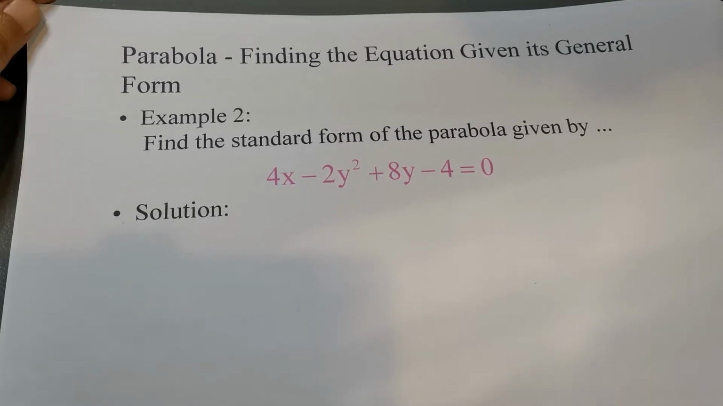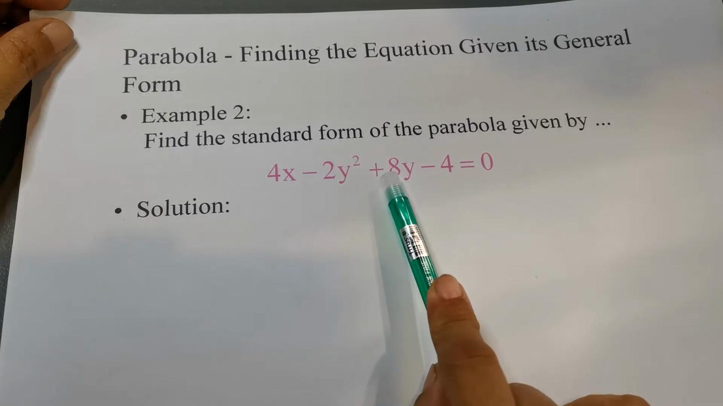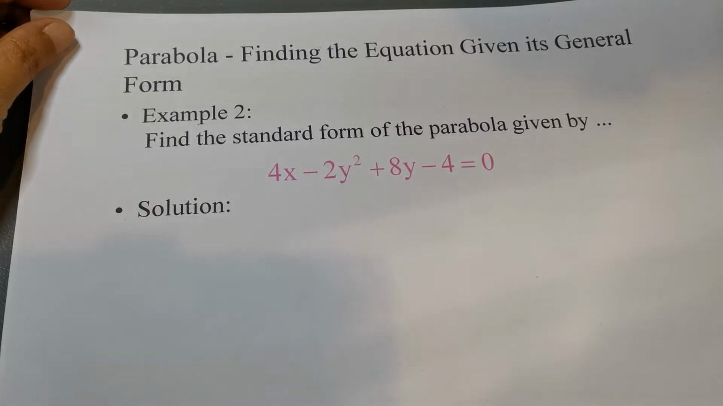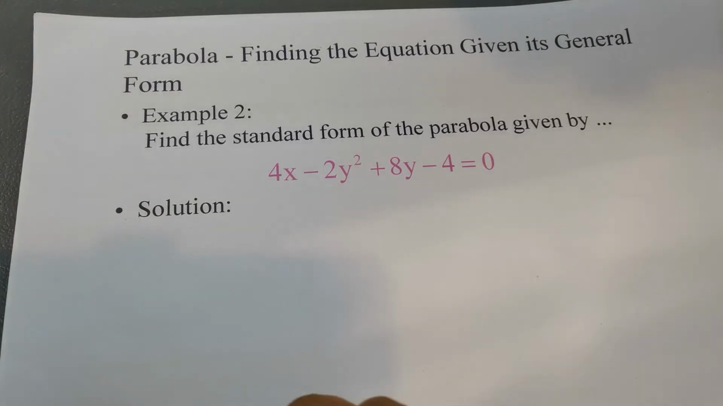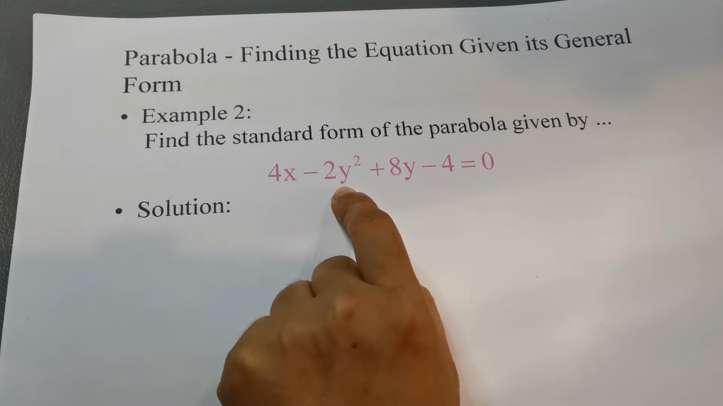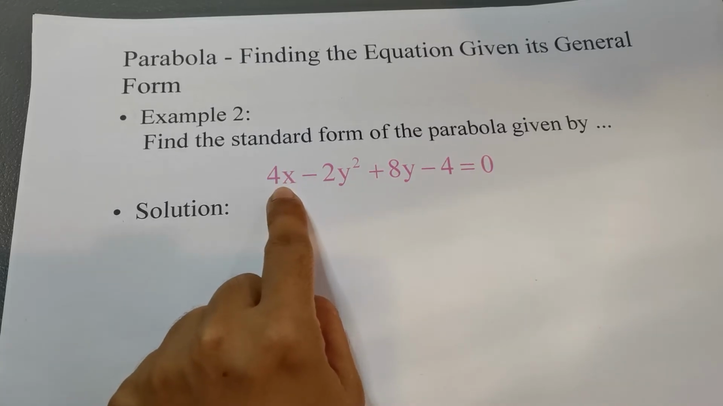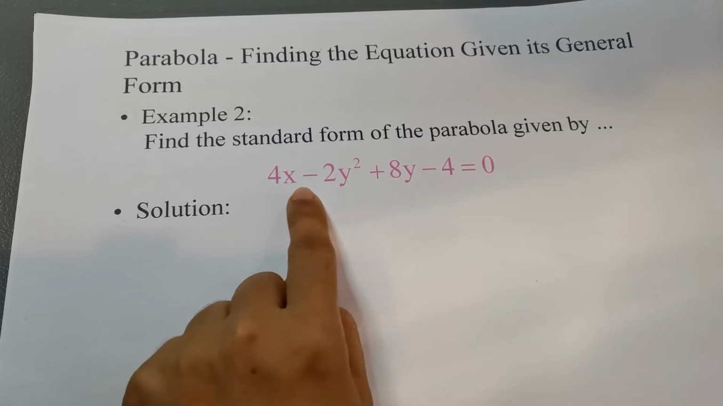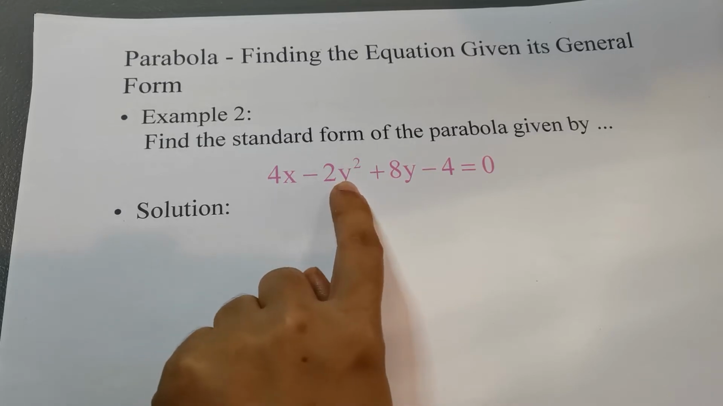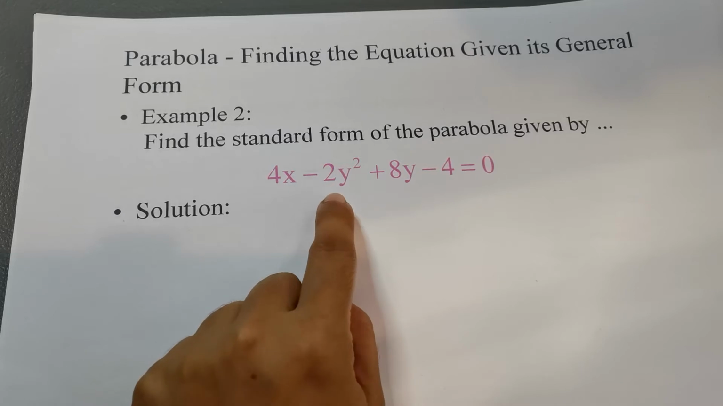Okay, so for our first example, it says here, find the standard form of a parabola given by 4x minus 2y squared plus 8y minus 4 equals 0. Since only one of the variables is squared, this is a parabola and it is written in its general form. When it is written in its general form, the leading term should be written first.